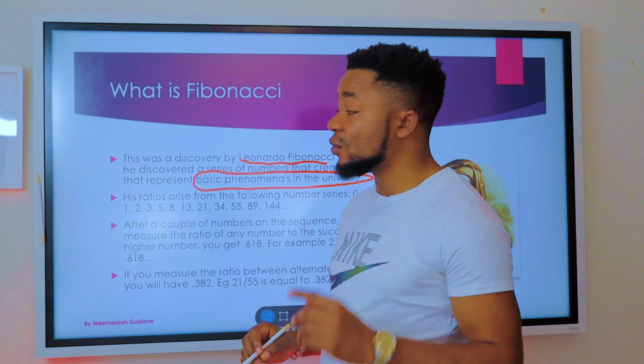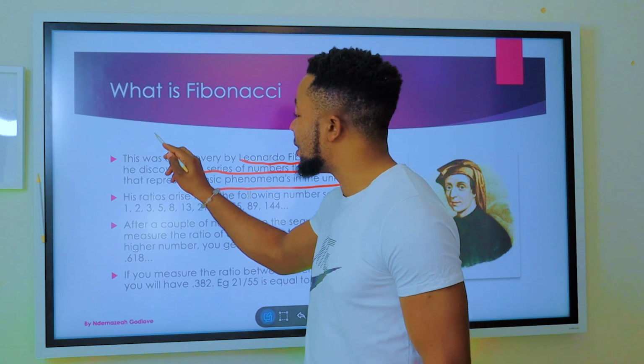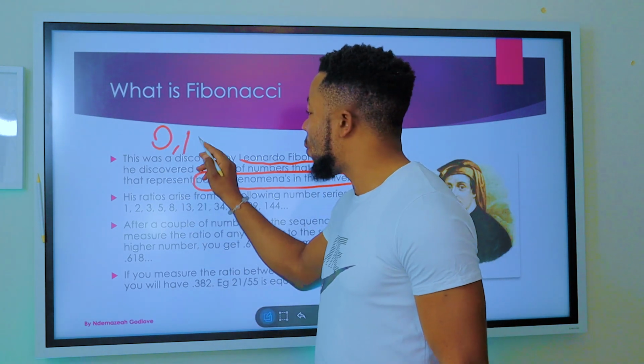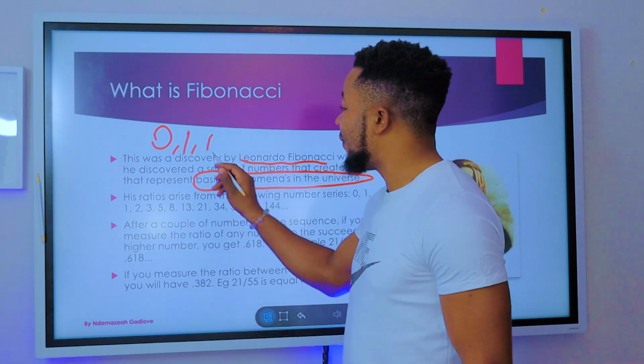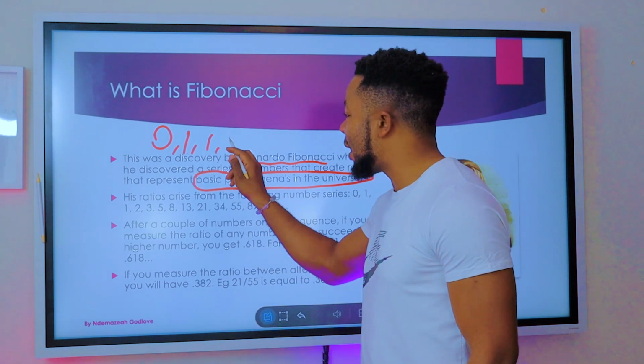If we start from 0, the first digit we have is 0. And then after that, what do we have? We have 1. If I add 0 to 1, what will I have? I have 1 again. If I add the succeeding number to the present number, if I add 1 to 1, what will I have? 2.